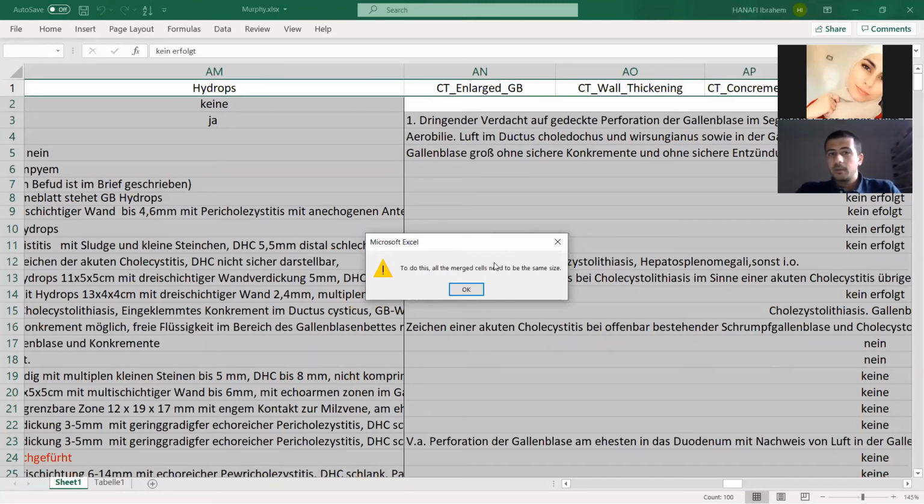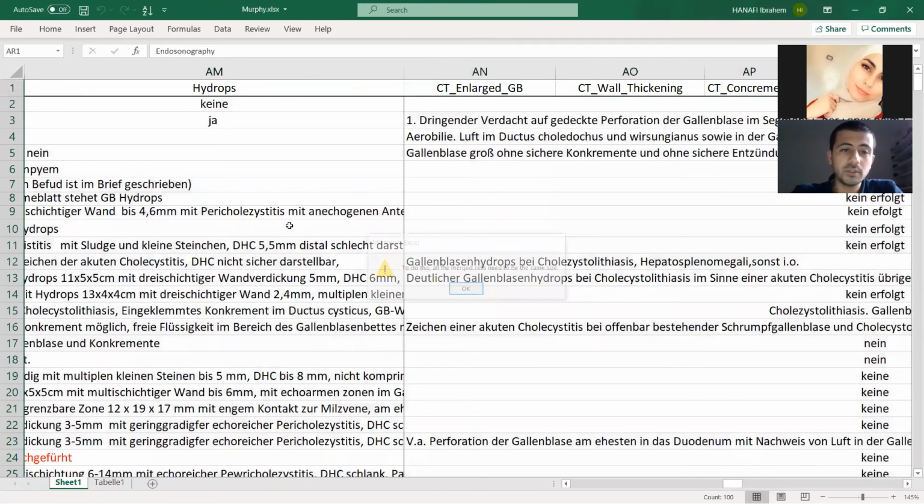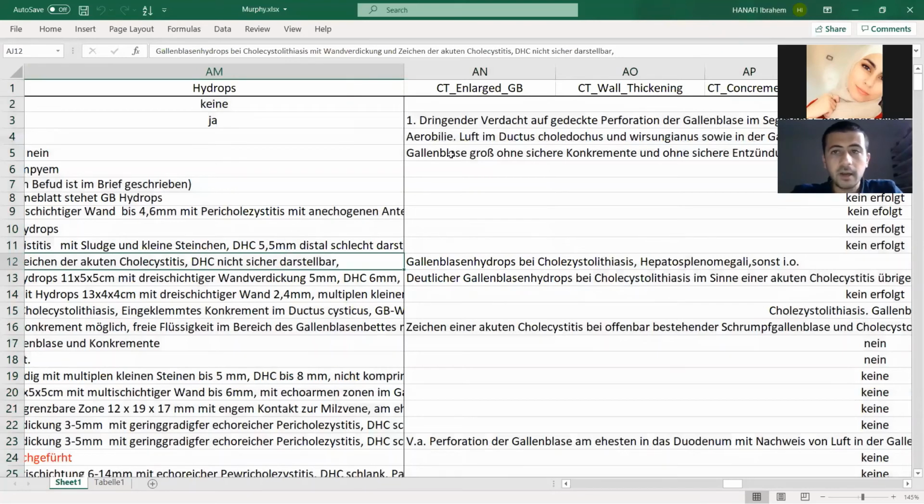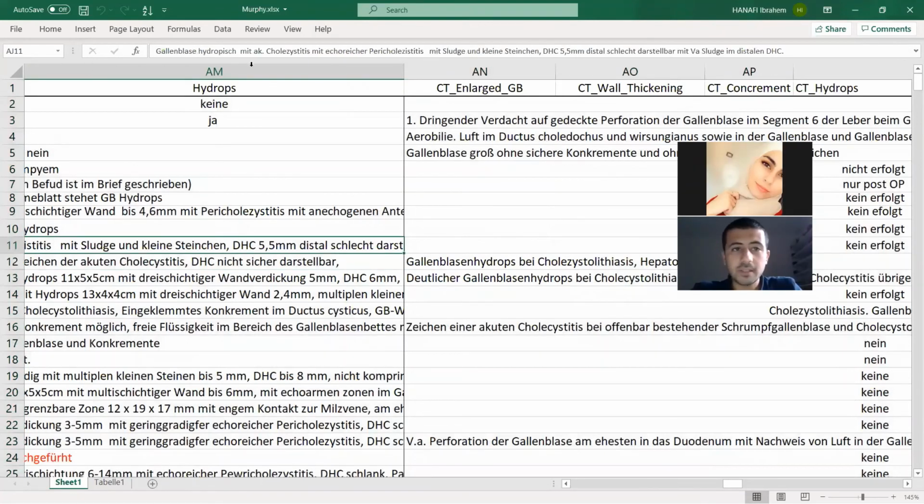Look, there are some merged cells and I can do it. So this is a totally important issue. What do you think about this line? I like this line. Look at it, it looks amazing, especially in German, but what is wrong in it? There is something wrong.